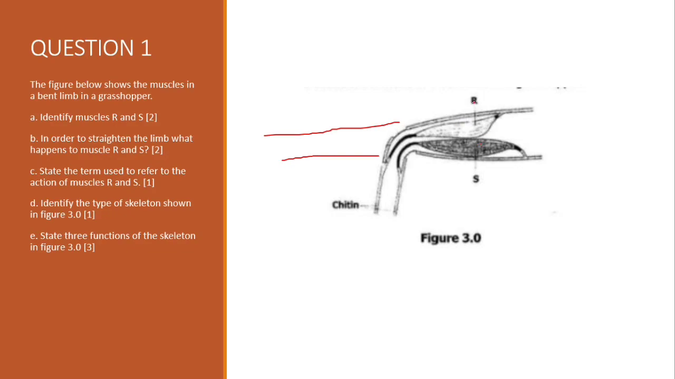So when this muscle contracts, this muscle is going to relax. Or when this muscle contracts, this muscle is going to relax. So it's antagonistic. That's the term used to refer to this action.